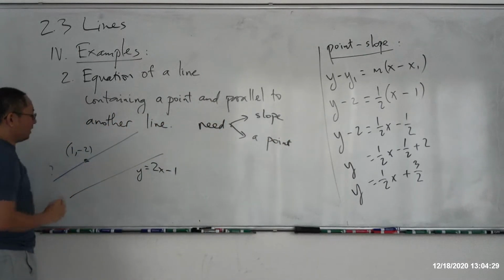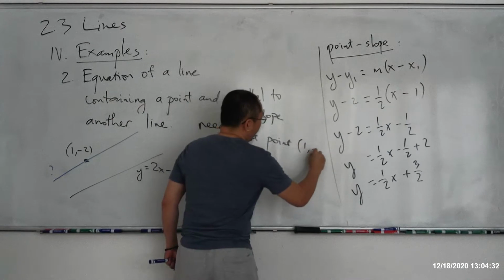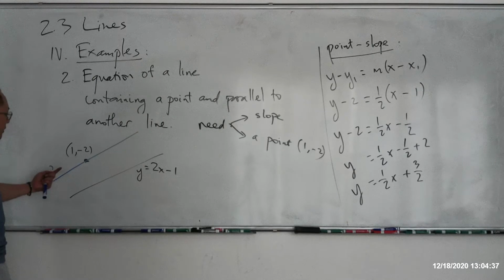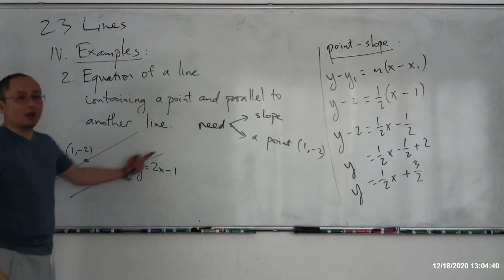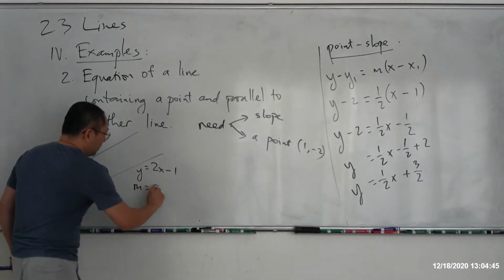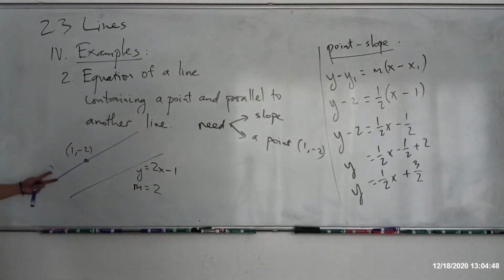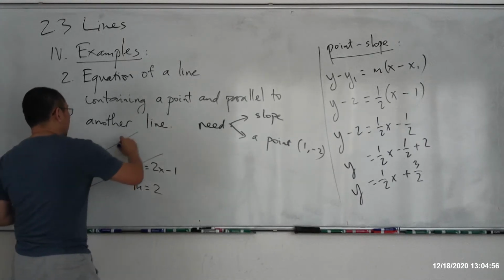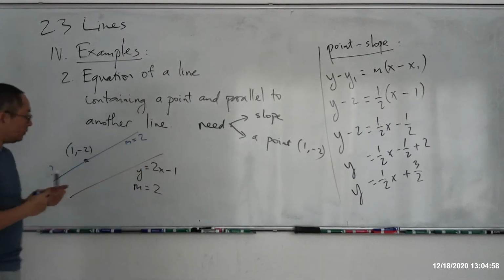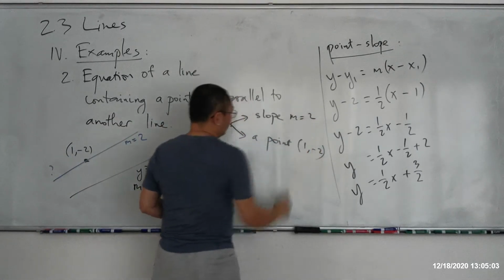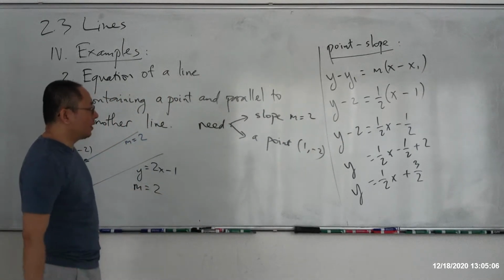Well, the point is given right here, 1, negative 2. So I got the point, 1, negative 2. And the slope. Do I have slope? I don't. But what do I know? The blue line is parallel to a given line. I do know the slope of the parallel line, m equal to 2. And according to what we learned before, 2 lines are parallel if they have the same slope. So this slope equal to 2. Therefore, the slope of the line that we're looking for is also 2. Okay, so slope I know as well. M equal to 2.